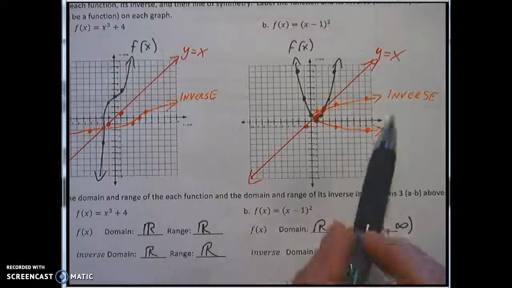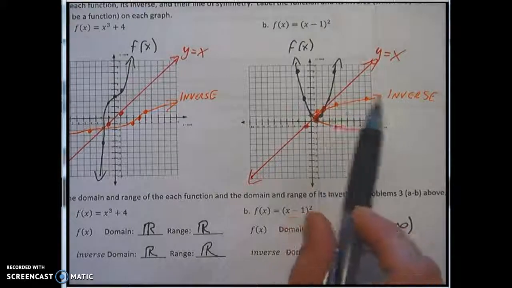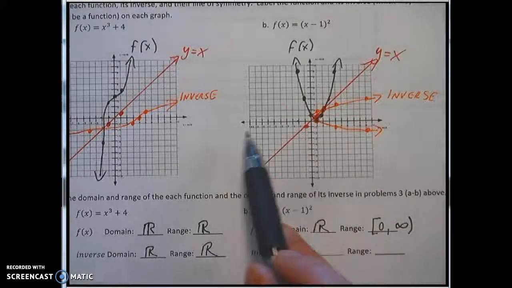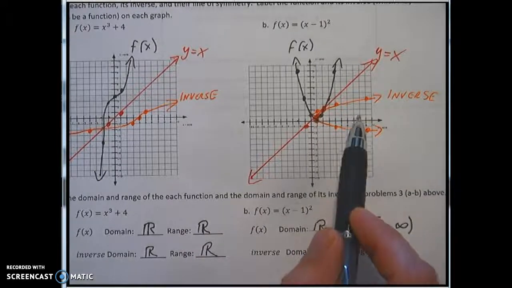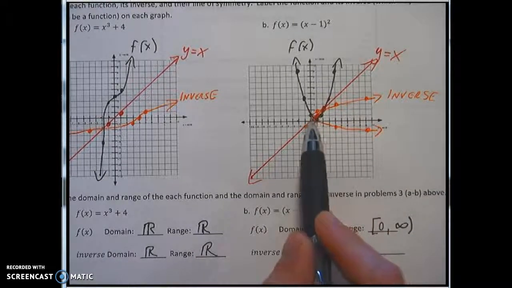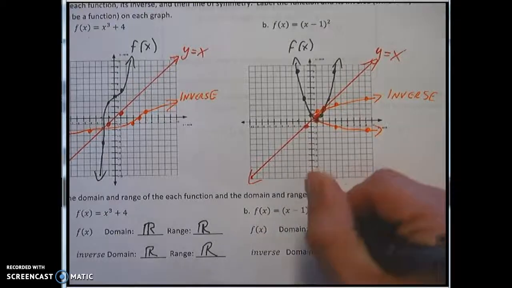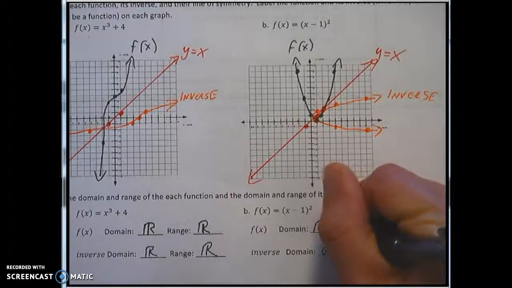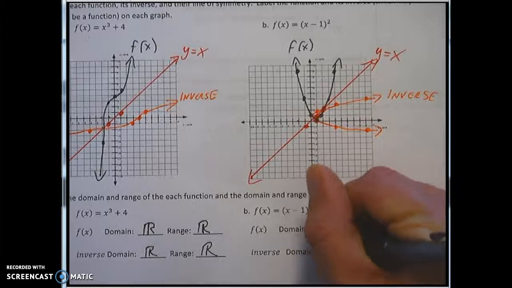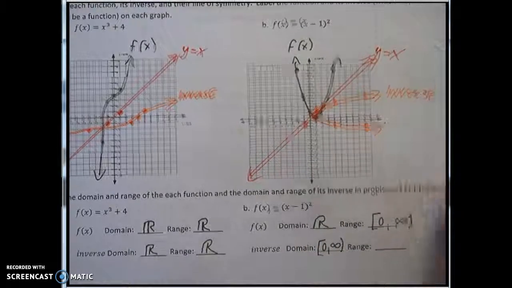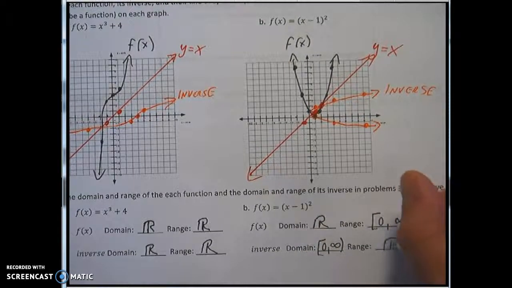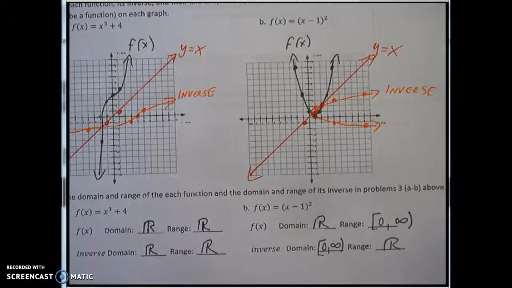Now let's look at the orange inverse here. The domain. How far left, how far right? Well, the furthest left it goes is to this point 0 right here. So it's going from 0 to infinity. But the range, going down forever, and up forever, so the range is all real numbers. All right, here it is. Here's the third major takeaway.